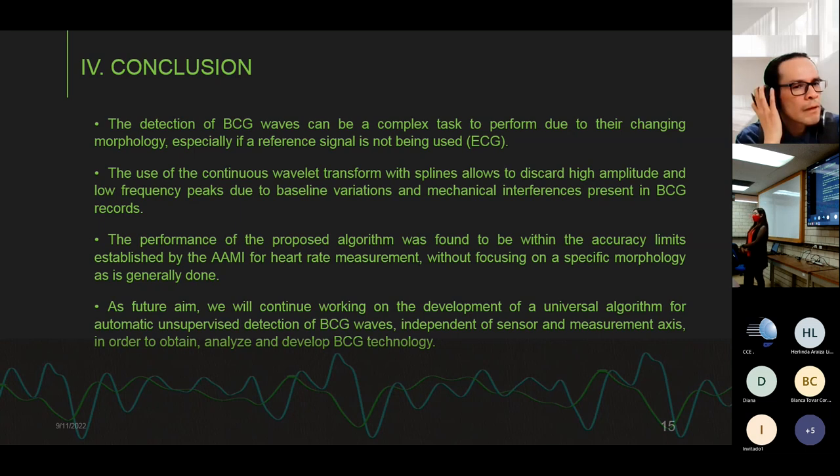And finally, as a future aim, we will continue working on the development of a universal algorithm for automatic unsupervised detection of BCG waves, independent of sensor and measurement axis, in order to obtain, analyze, and develop BCG technology.